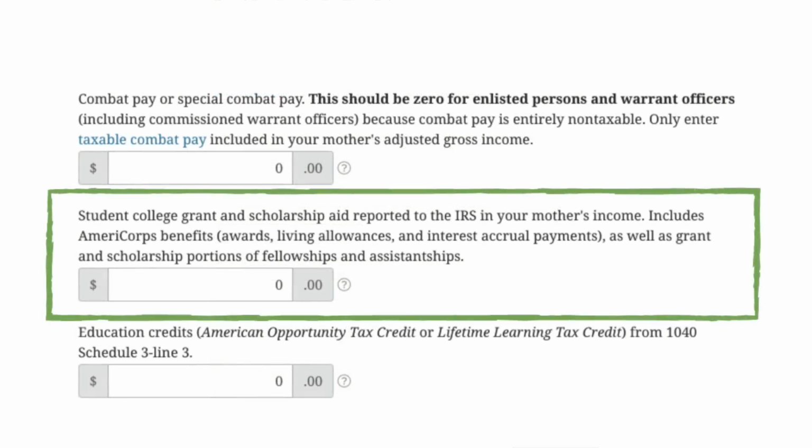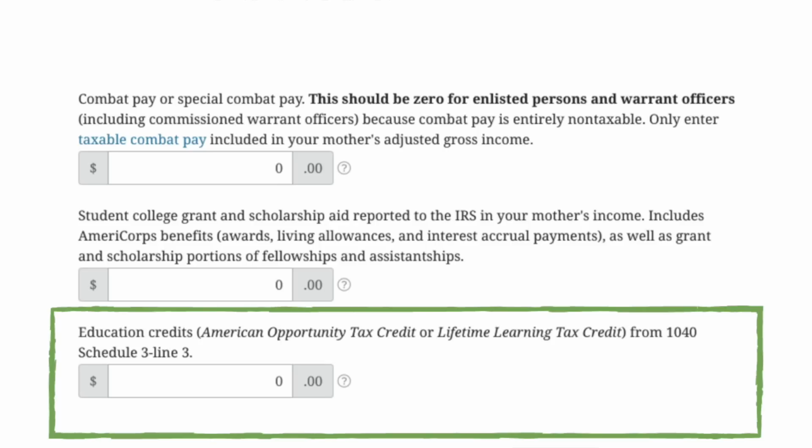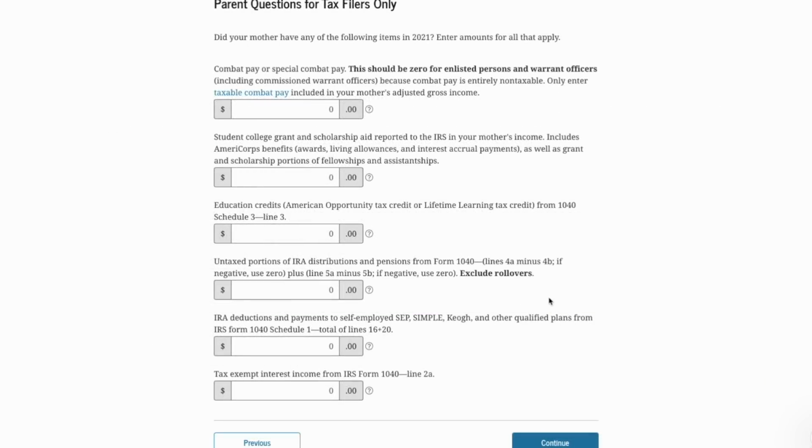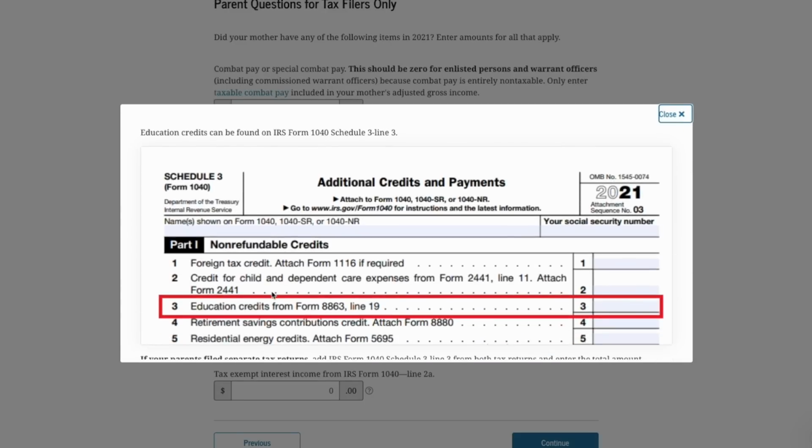The second question asks about grants and scholarships that your mom or your parents might have received by going to college or graduate school. So if your parents weren't in college or graduate school last year, that's going to be 0. The third question asks about education credits that they might have received through their tax form. Now, if none of your brothers and sisters were in college last year, or your parents weren't in college in 2021 or in graduate school, there's a good chance that they didn't receive this tax credit. But if you want to make sure, check to see if they have a Schedule 3 filed with their taxes and look under line 3.